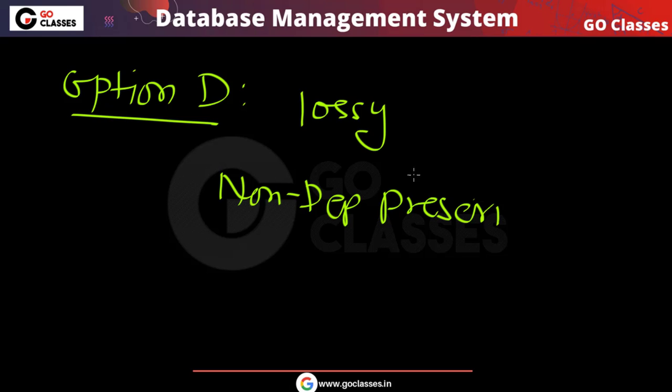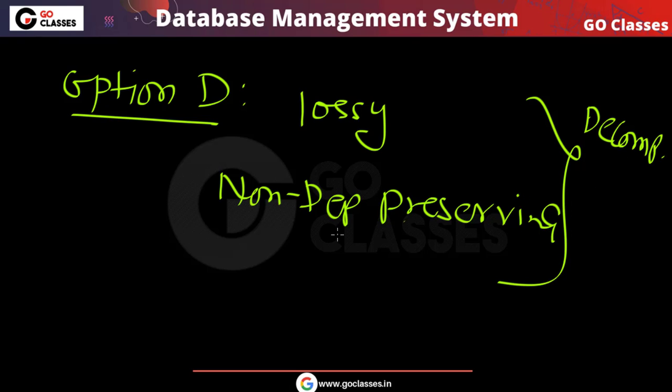So the decomposition that we have is the same, but with respect to the set of functional dependencies given in option D, I can say our decomposition is actually lossy, also non-dependency preserving. Okay, so this is the answer.